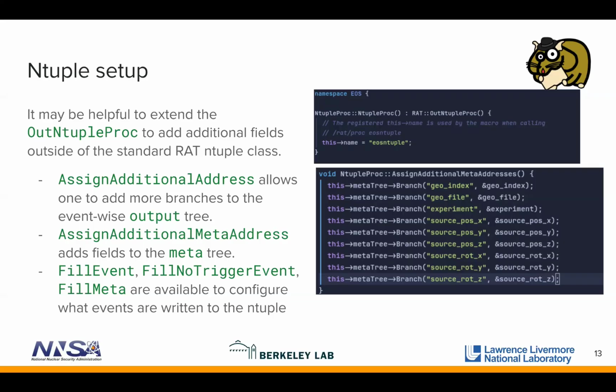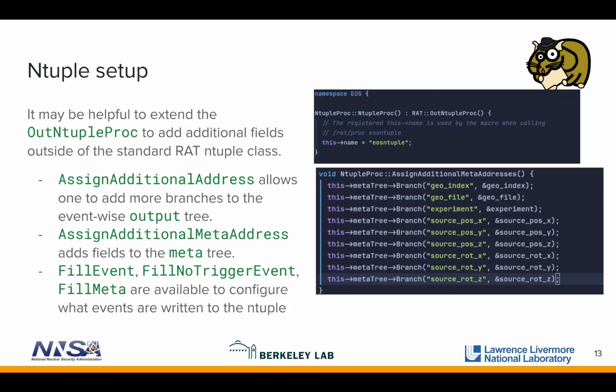These lines in this method can be used to add new branches to your ROOT trees. You can do the same thing for the meta tree. And there's fill event, fill no trigger event, and fill meta, which you can use to add additional event-level or meta-level information to your ntuples.